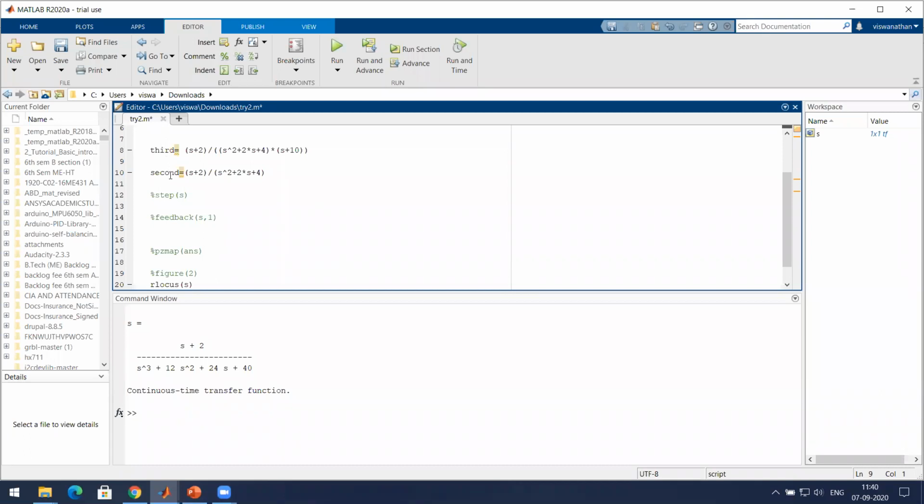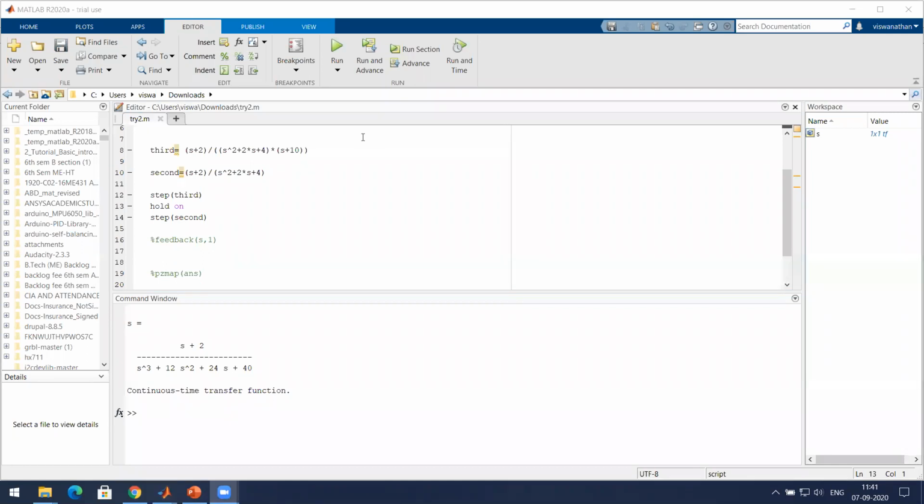Third means third order, second means second order. So we'll look at the step response. I have to say here it's the third order I want to see, and I also want it in the same graph, so I use the command hold on. If you want to plot 2 curves in the same figure, you use the command hold on and then plot step second. The second order system and the third order system in the same graph.